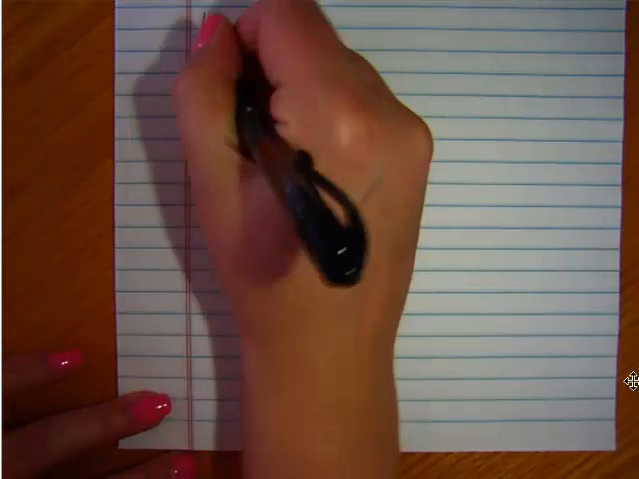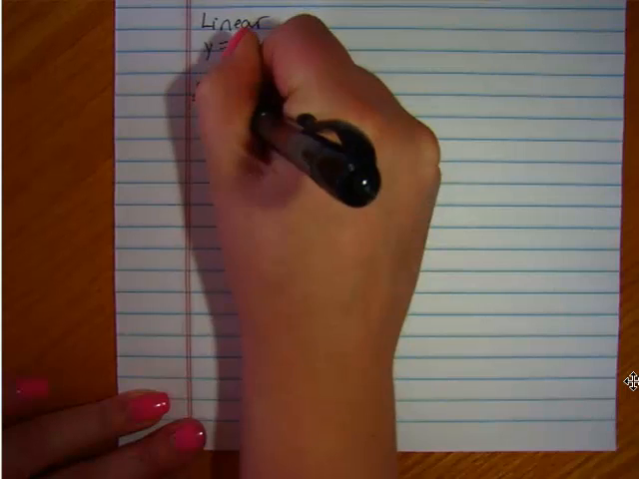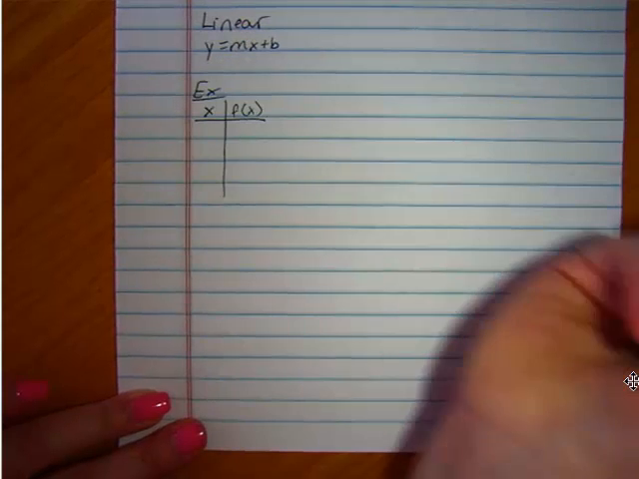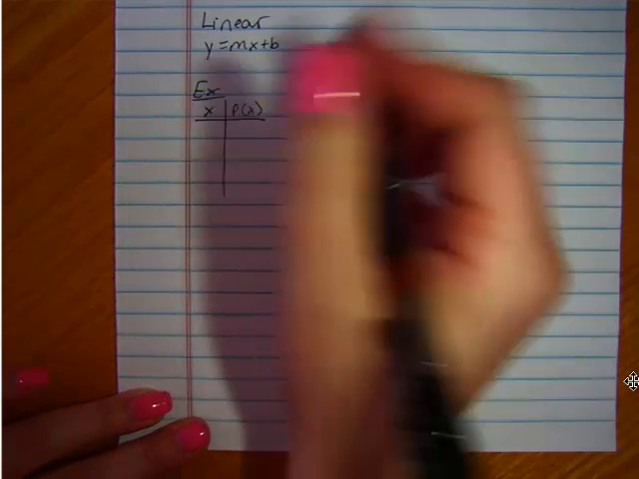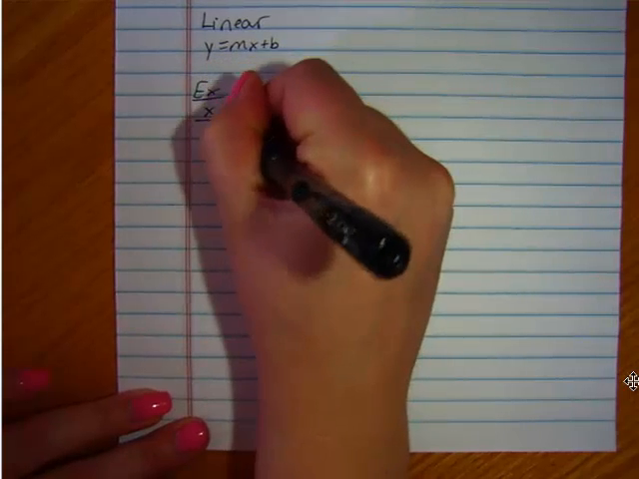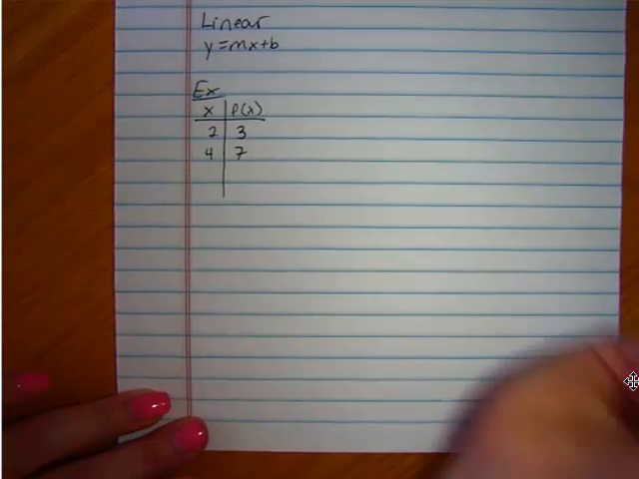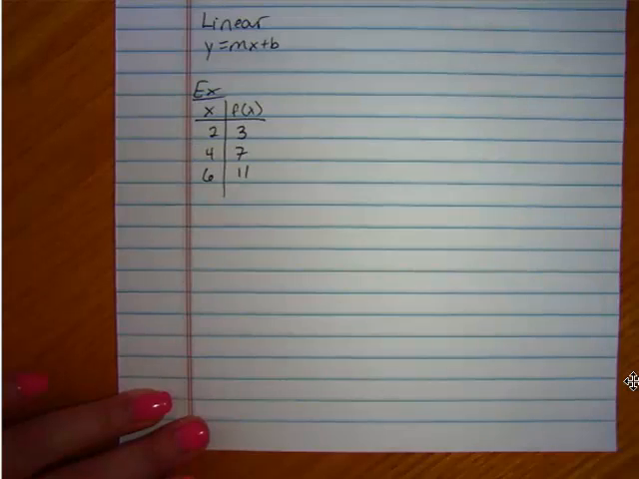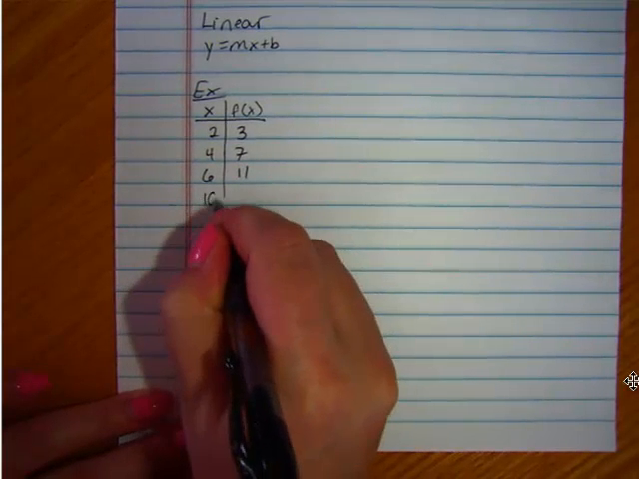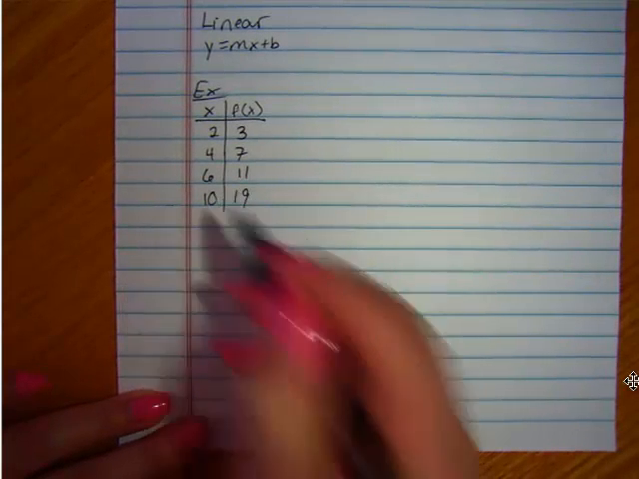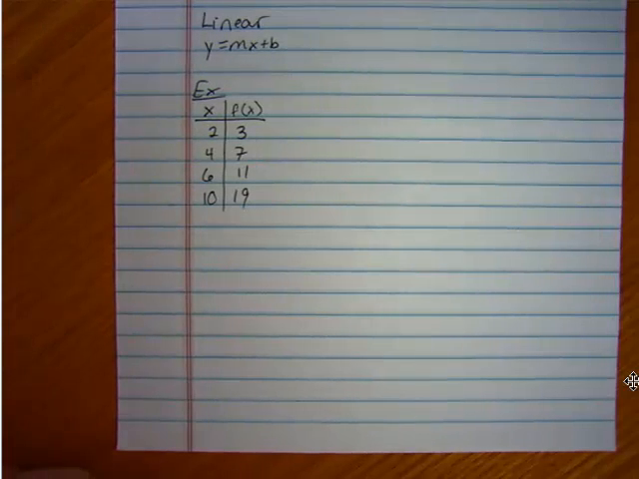So here's our example for my table. Let's see, I've got 2, 3, 4, 7, 6, 11, and 10, 19. Okay, so this is my list of values. I should be able to figure out if it's linear, that it does follow that add-add property.